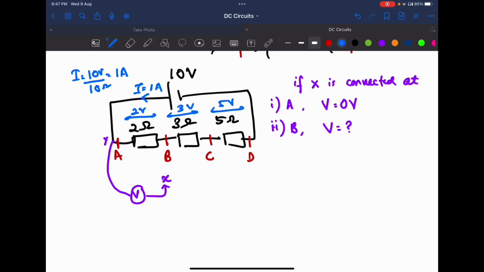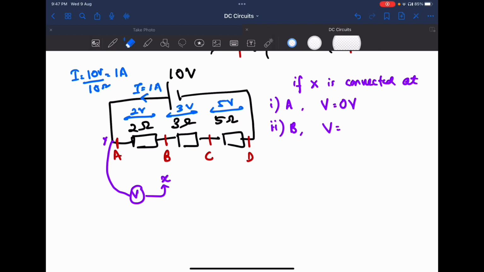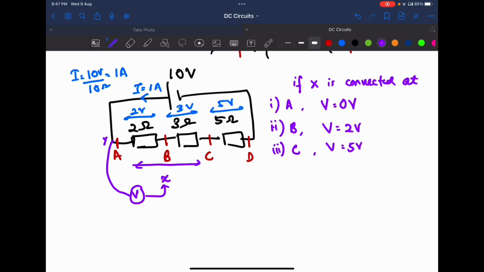So if I connect to B, then the reading would be 2 volts. And if I connect to C, so we have to connect across this, that will be 5 volt. If I connect to D, the volt reading will be 10 volt, right? So this is something like a potential divider, right?